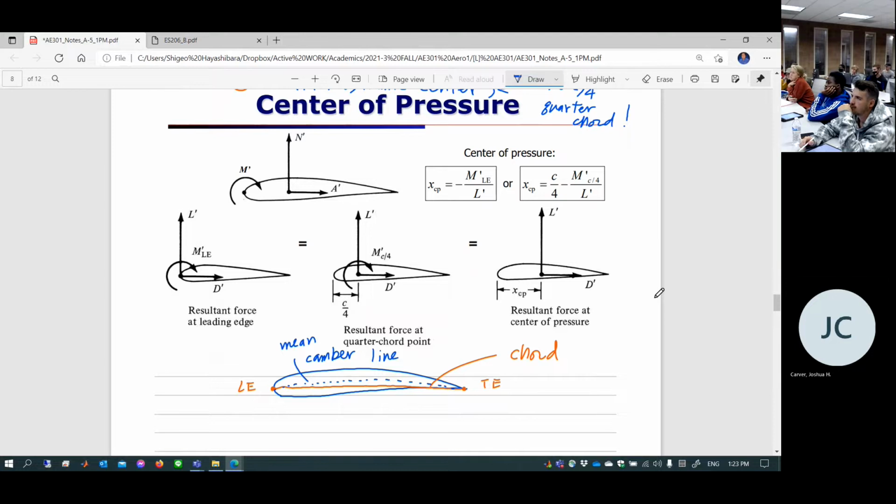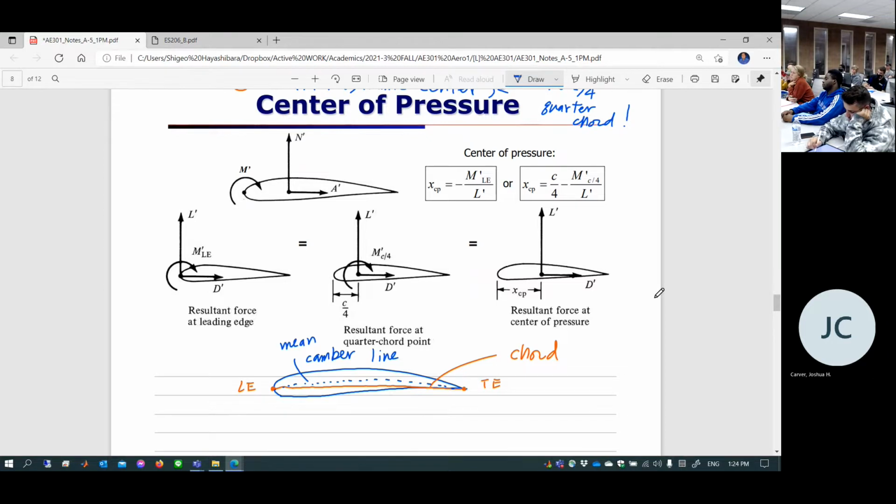Of course, you can develop normal force and axial force. This is the resolved force into perpendicular and parallel direction to the chord of a resultant force. Resultant force is developed out of the distributed pressure and shear stress, right? And then you can place the resultant force in any location along this chord, right? So suppose you choose the location right here where there's no moment developed. It's called center of pressure.